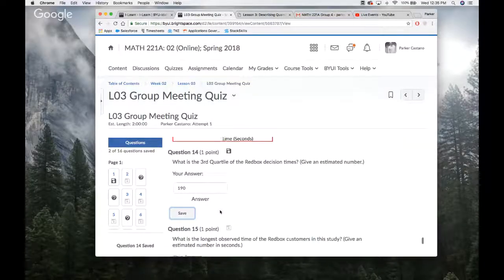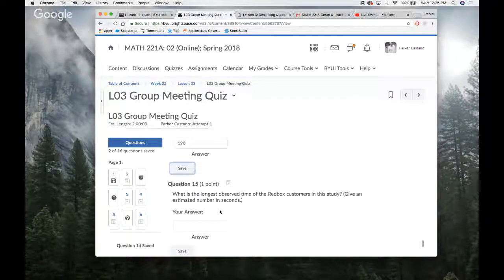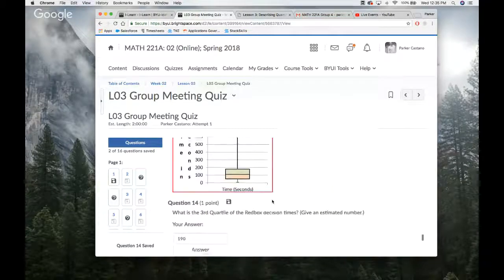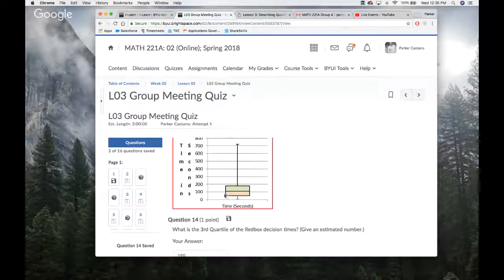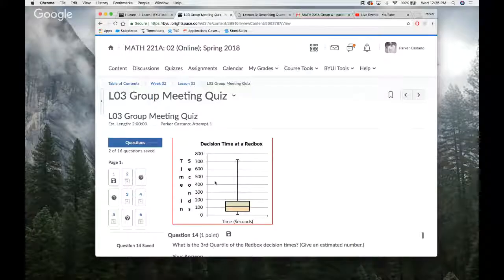Okay. It's almost touching 200. And then the longest observed time of the red box customers in this study, which I think was like 710 or something like that. Time in seconds is on the what did you say? So I'm gonna say it's the top end where that whisker ends at the top there at about like 710 is what I put down.